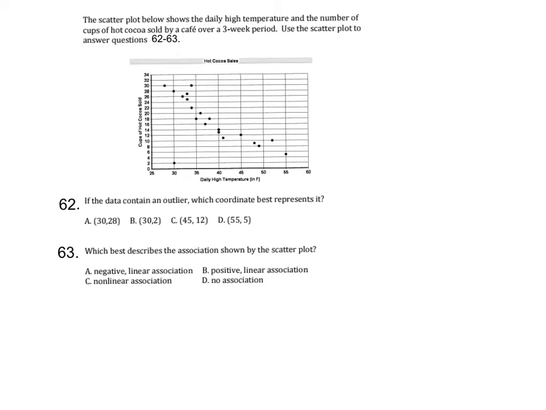All right, a scatter plot. The scatter plot below shows the daily high temperature and the number of hot cocoa sold by a cafe over a 3-week period. And we're going to use this scatter plot to answer some questions. Now, 62 asks which of these points is an outlier. And remember, an outlier doesn't belong with the rest of the data. It sort of sticks out. It doesn't seem to match everything else.